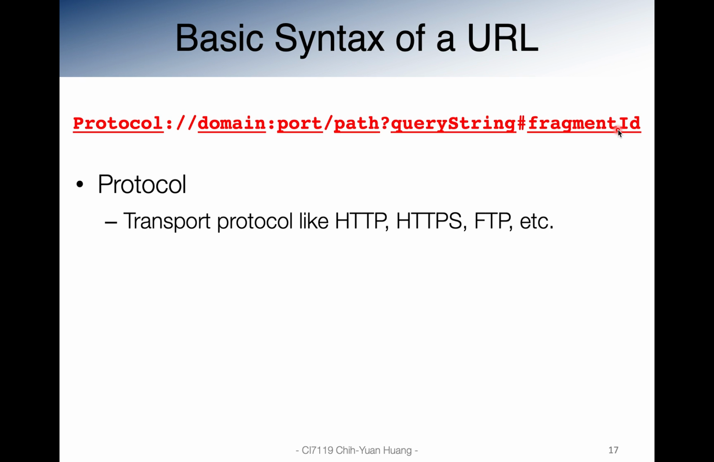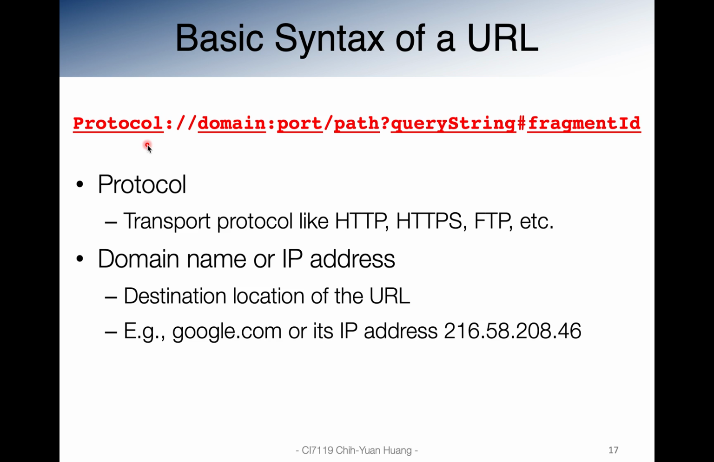So here is the basic syntax of a URL. It's separated into different parts, as you can see over here. The first part is the protocol, and after specifying the protocol, you follow it with a colon and two slashes. The protocol can be HTTP or HTTPS or FTP, etc. That protocol name will be put over here as the first part.